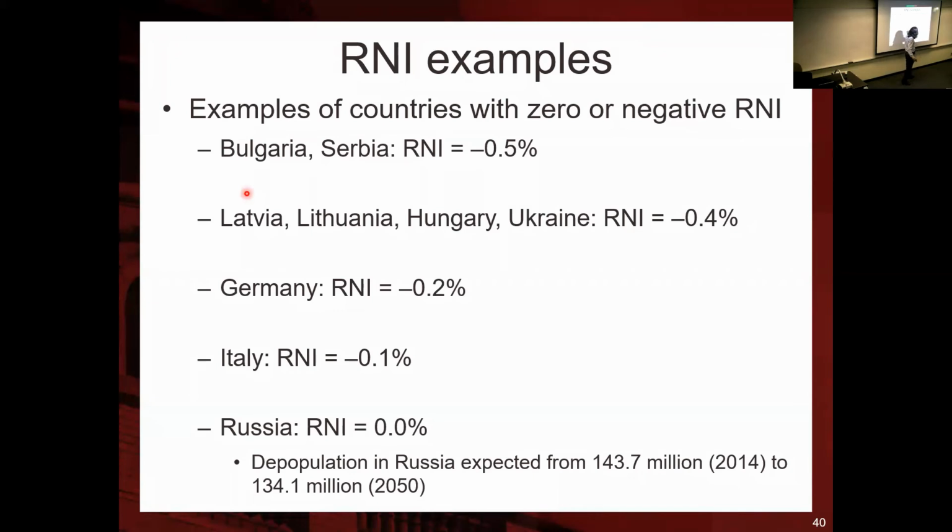In these countries, rate of natural increase around minus 0.4%. In Germany, around minus 0.2%. Italy, negative, and Russia now around 0%. But already now we expect Russia to decline its population size from around 143 million to 134 million based on projections to 2050. Okay.